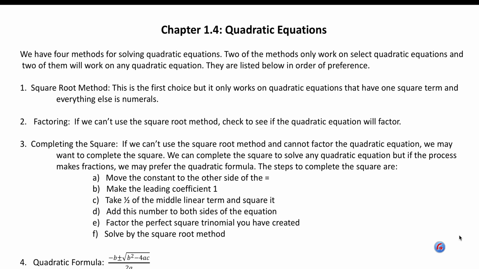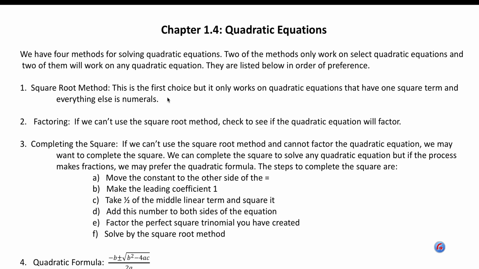Chapter 1.4, Quadratic Equations. We have four methods for solving quadratic equations. Two of the methods only work on select quadratic equations, and two of them will work on any quadratic equation. They're listed below in the order of preference.